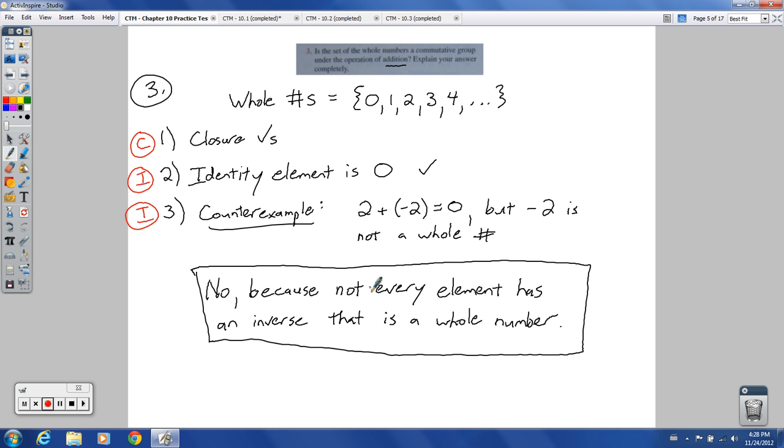It's basically, I should say, because not every element has an inverse. It's not just that this is the only one, it's actually that every single number in this set, except for 0, does not have an inverse that's a whole number. 1 plus negative 1 is 0, but negative 1 is not a number in this set. Only 0 plus 0 gives the identity element, so 0 is its own inverse in that case.